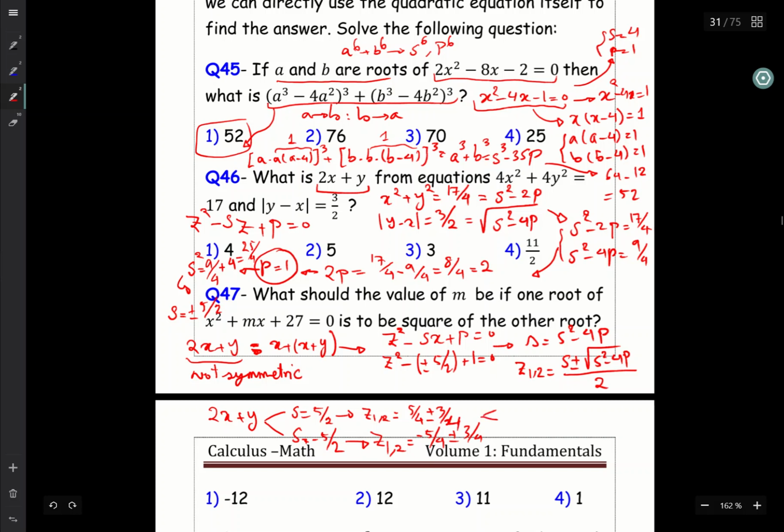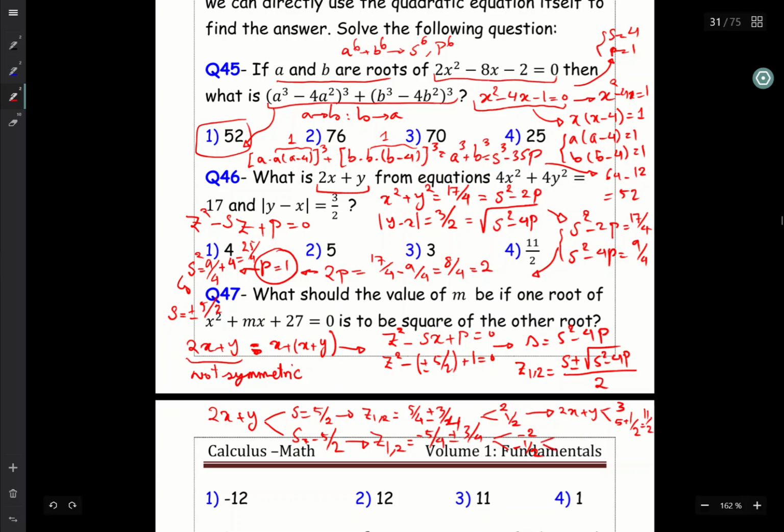So in this case, we end up with 8 over 4, 2, and 2 over 4, 1 over 2, right? These are our two roots, and in the other case, we end up with minus 2 and minus 1 over 2. So our two roots are either 2 and 1 over 2, or minus 2 and minus 1 over 2. The product is always 1, okay? And in this case 2x plus y, x could be 2 or 1 over 2, so this could be 3. This could be 5 plus 1 over 2, which is 11 over 2, right?